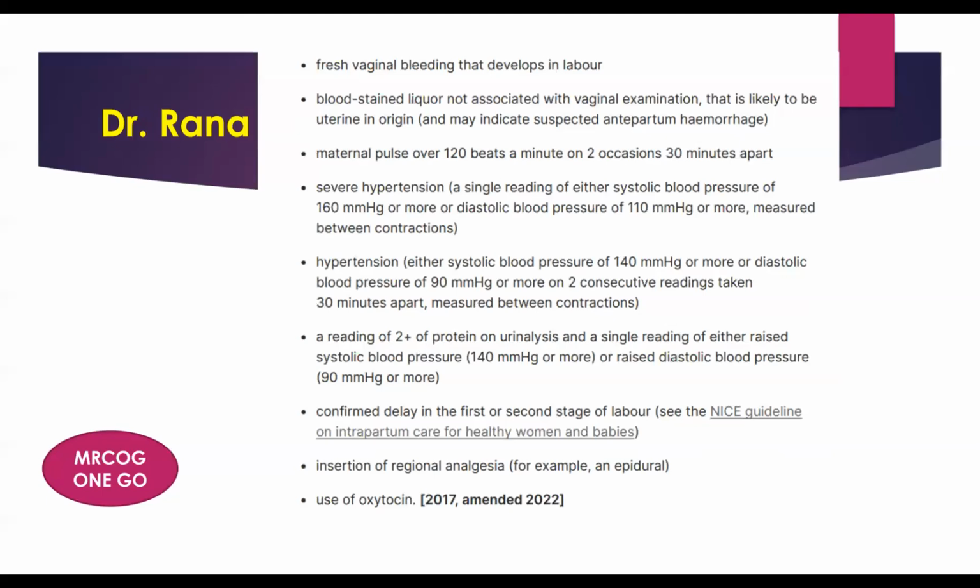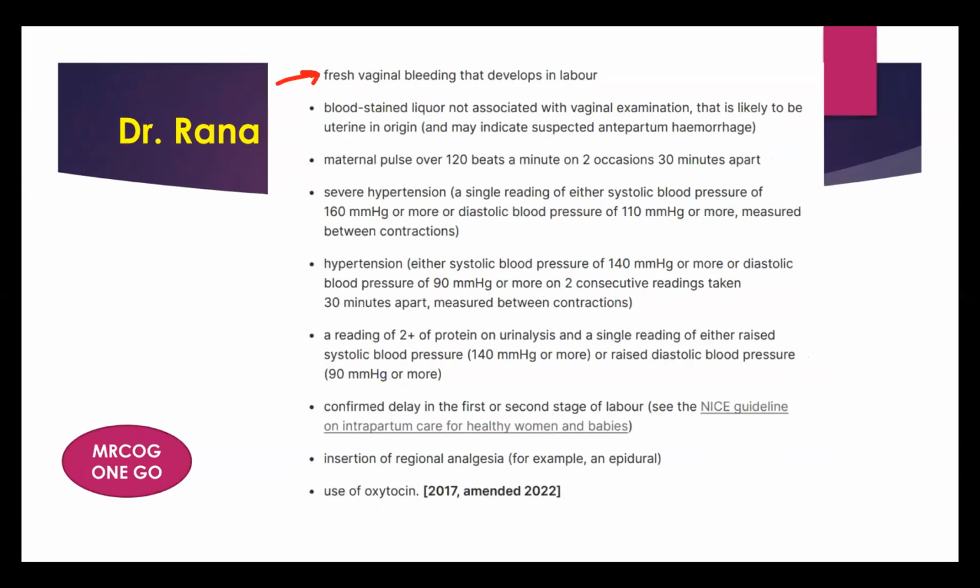What else here? Fresh vaginal bleeding develops in labor. During labor, if this patient starts to have bleeding, we need to offer her CTG. Blood-stained liquor as well. Maternal pulse over 120, on 2 occasions. So this is an indication here. Severe hypertension, single reading, systolic 160 or more, or 2 readings of 140, and it has to be 30 minutes apart. So we have here the severe hypertension, or hypertension, it's 140, but on 2 consecutive occasions or readings.